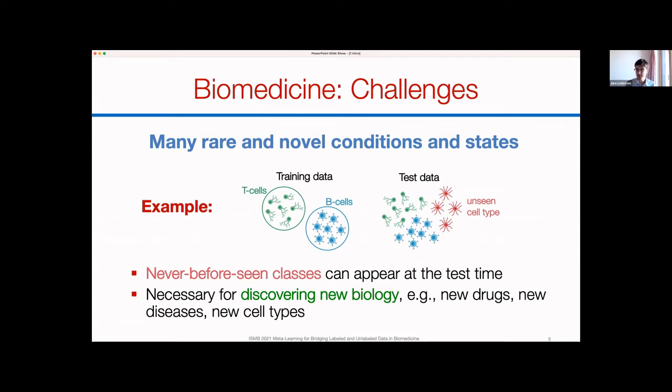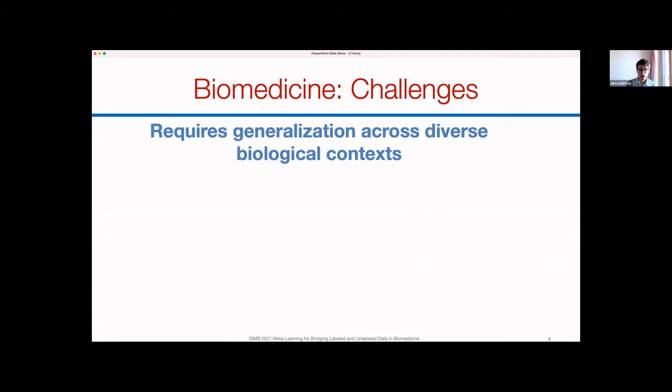And this is very important because the goal of these models is to discover new biology, like new drugs, new diseases, new cell types. So they need to be able to learn in the presence of unlabeled or partially labeled data, and in the presence of novel types, classes that were never seen or discovered before. Another challenge is that learning in biomedicine requires generalization across diverse biological contexts.